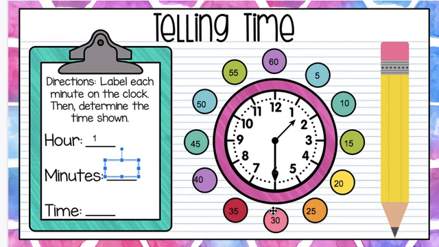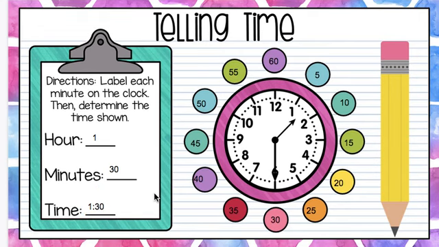For our minutes, because our clock is labeled, we can just find our long minute hand and see that it's pointing to the 30. If we didn't have these labels around the outside, we could skip count 5, 10, 15, 20, 25, 30. If the hour is 1 and the minutes is 30, that means the time is 1:30.